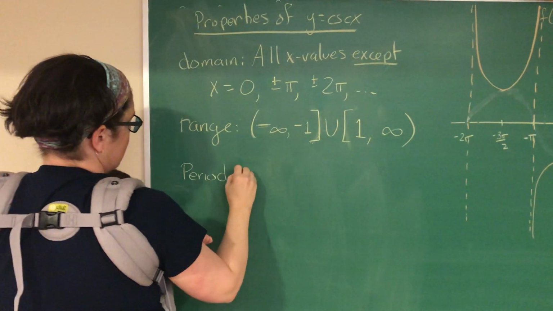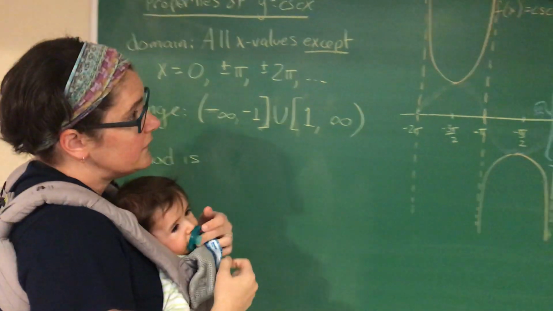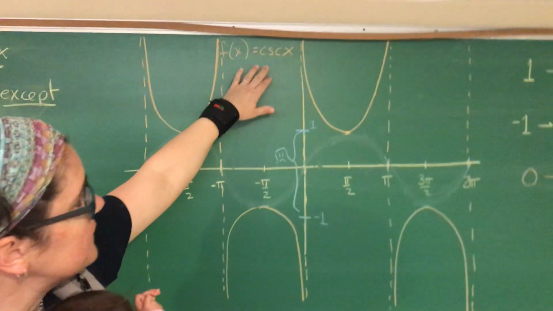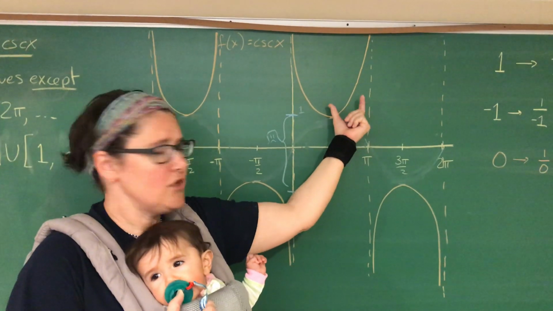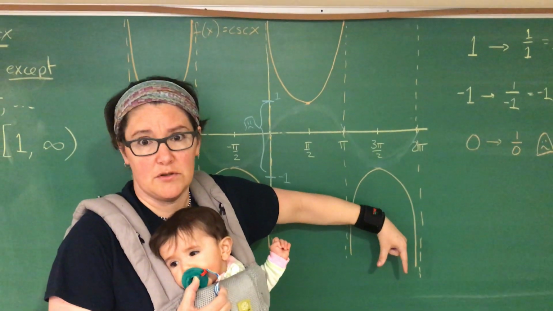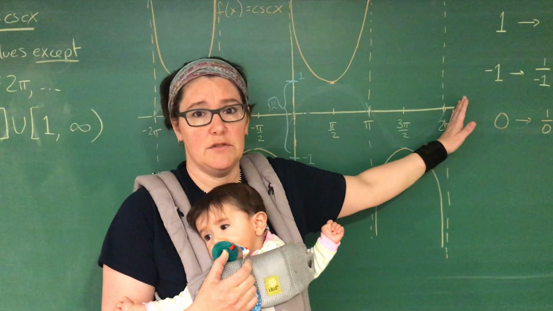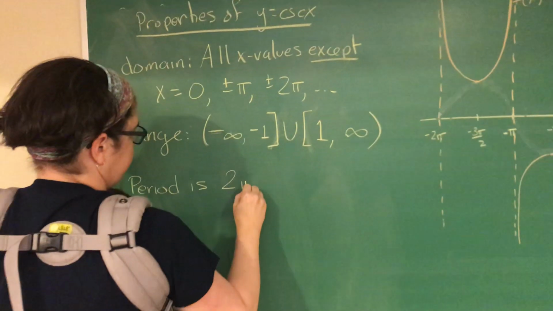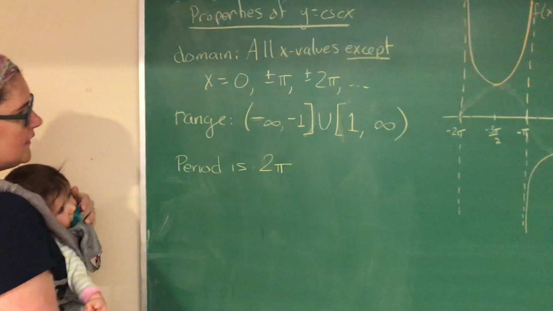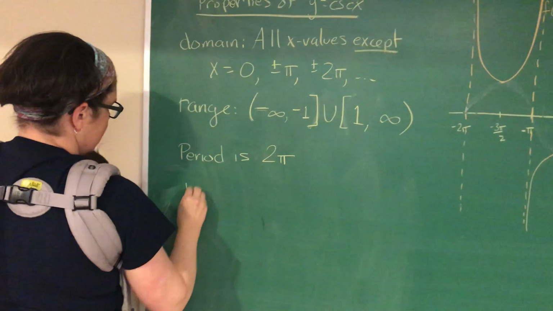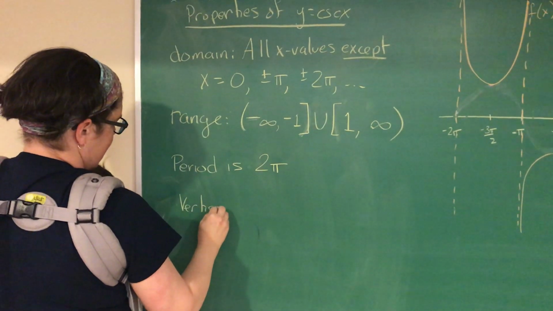Our period. Well, to get one period of the cosecant function, I need one upward-facing U and one downward-facing U to create the full period. So a period will go from 0 to 2 pi. So the length of one period is 2 pi. And our final observation is that we do have some vertical asymptotes.